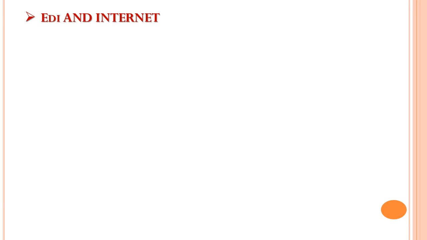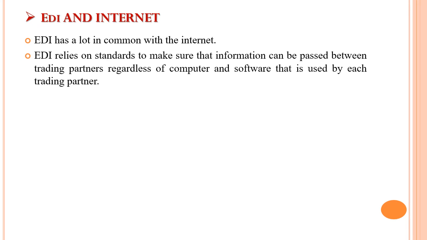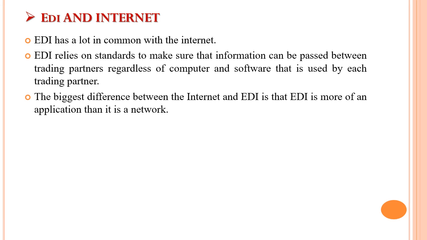Next topic is EDI and the Internet. EDI has a lot in common with the Internet. EDI relies on standards to make sure that information can be passed between trading partners regardless of the computer and software that is used by each trading partner. The biggest difference between the Internet and EDI is that EDI is more of an application than it is a network.